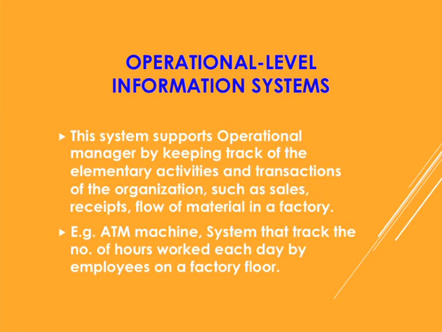An operational information system supports operations managers by keeping track of elementary activities and transactions of the organization, such as sales, receipts, and the flow of material in a factory. There are various materials in an organization. The material flows from one place to another, and it is possible for us to track that using the operation level system.